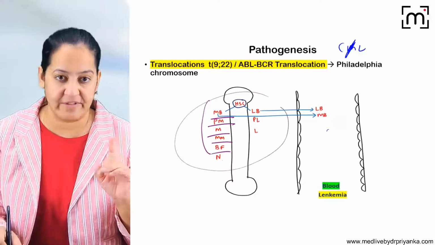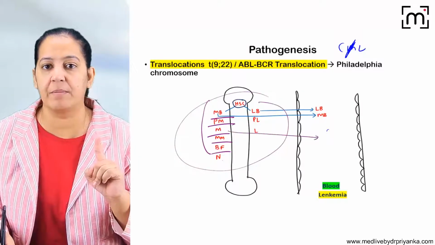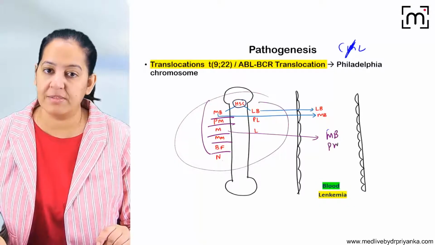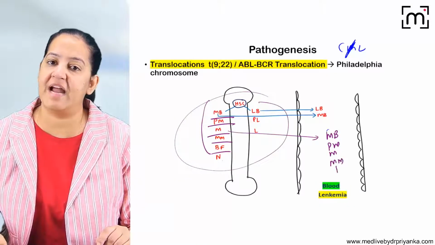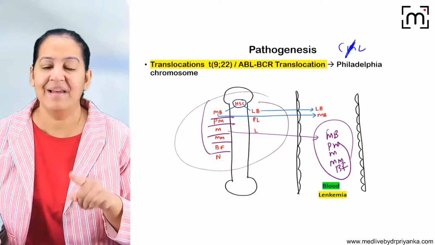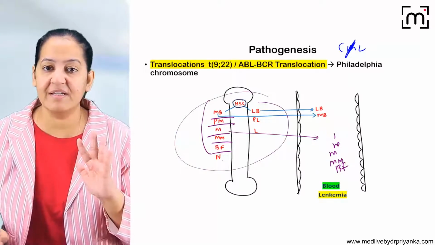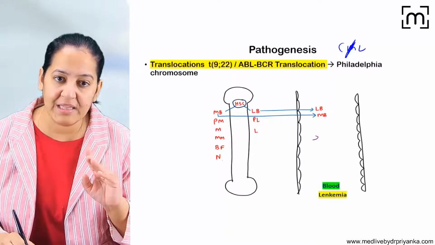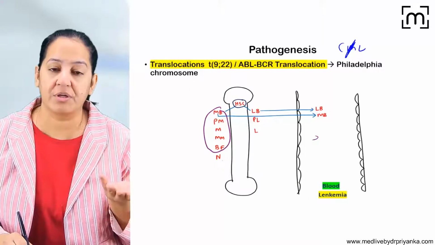That's why they will replace everything else, and these 5 cells will move to the blood. So in the blood, we are getting 5 cells: myeloblast, promyelocyte, myelocyte, metamyelocyte, and band form. We are getting these 5 cells in the blood, and that is CML. So what is the name of the mutation occurring in these 5 cells? Which mutation?